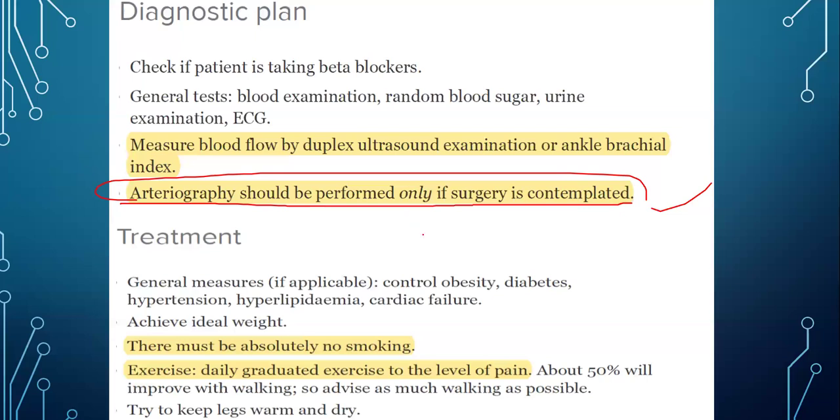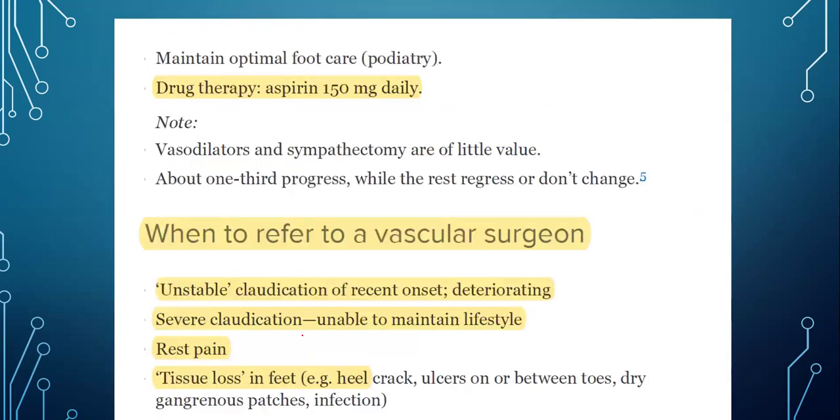So treatment for PVD, especially for mild to moderate ones, is no smoking, graduated exercise. You can give them aspirin, which will reduce the clot formation. So that's mainly the treatment. Okay. So when will you refer to the vascular surgeon?